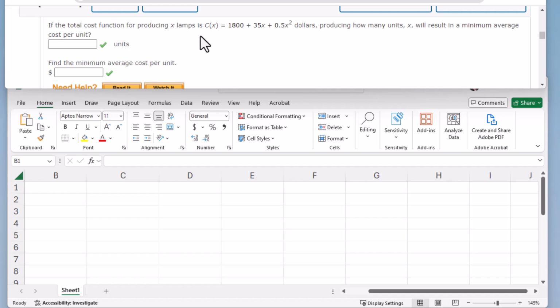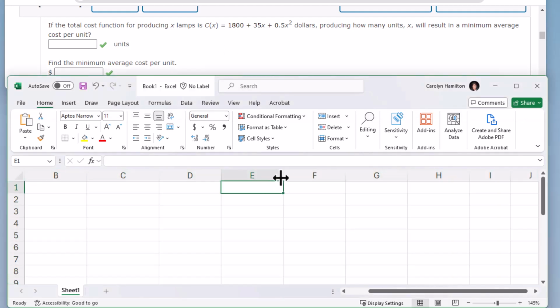The total cost function for producing X lamps is given by, and then we have a total cost function. Producing how many units, X, will result in a minimum average cost per unit? That's the most important word right there: we want the average cost, not the cost. So I'm not trying to find the minimum of this function I was given, because that's the total cost. I want to find the minimum of the average cost.